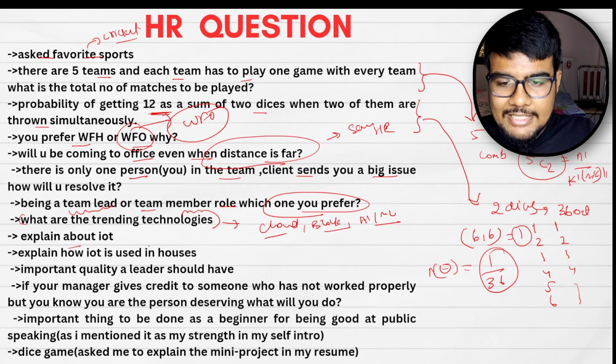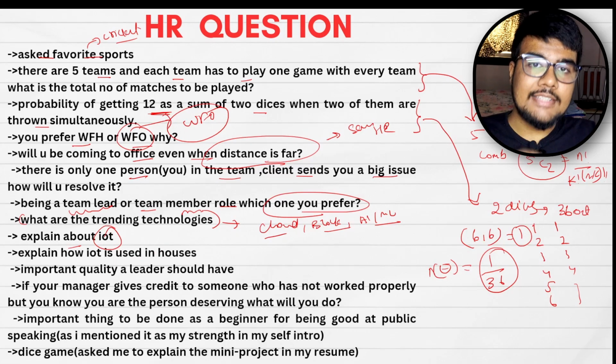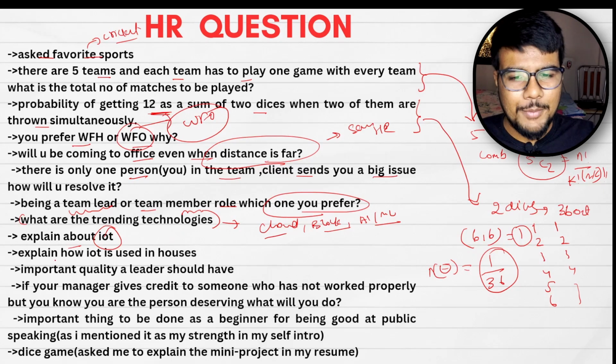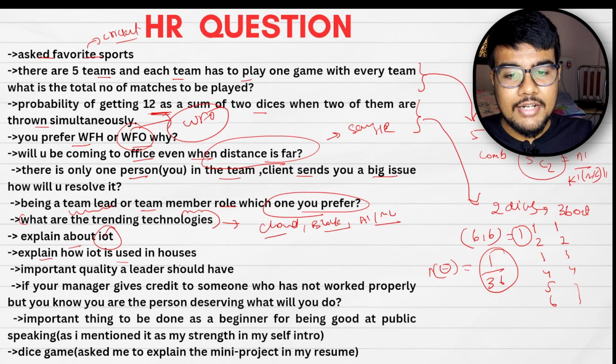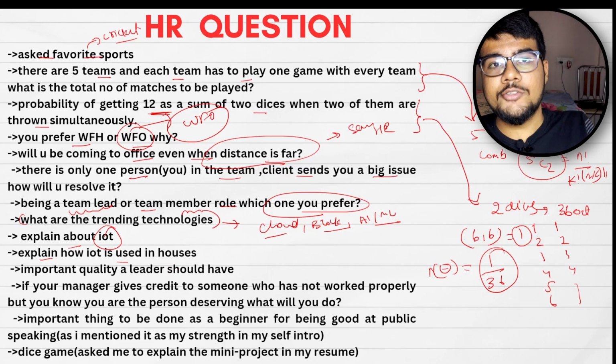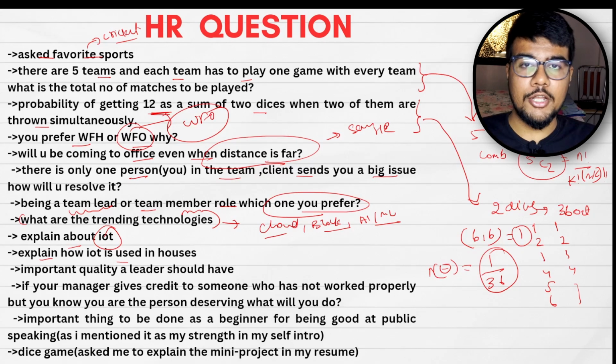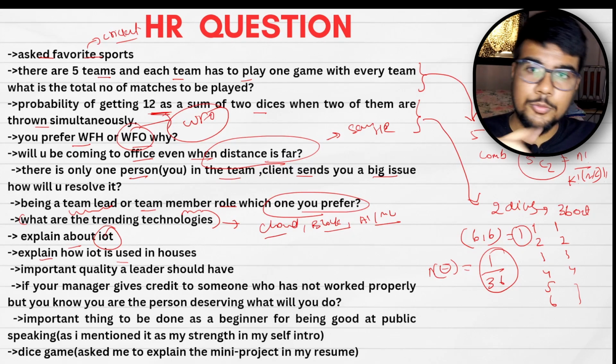Now, explain about IoT, because that person has a project on IoT, and as he is from CSE, they can expect questions about IoT. So you should have basic knowledge of IoT. Explain how IoT is used in houses. They are asking questions about IoT because he mentioned that IoT is a trending technology. Now he is getting questions from this particular area. So whatever you tell, the questions will be around that.